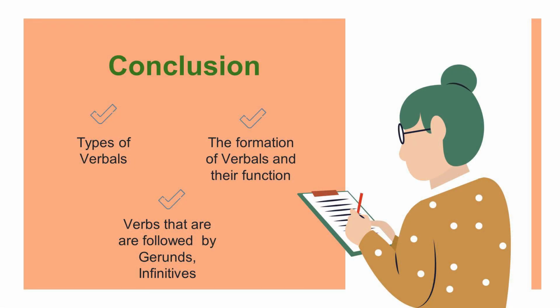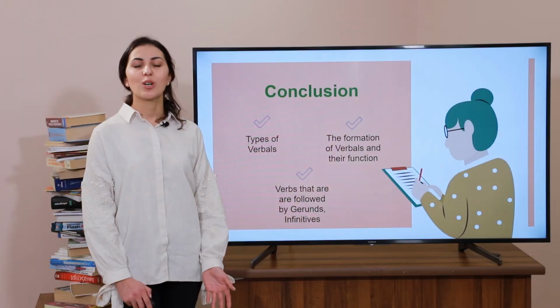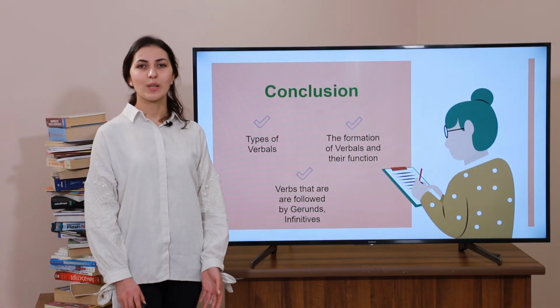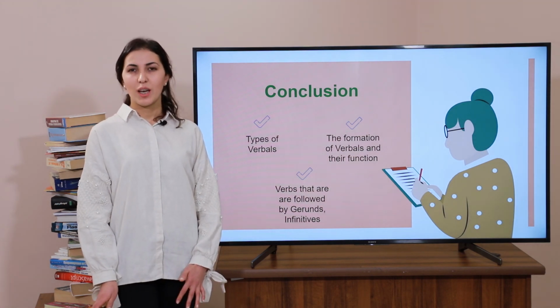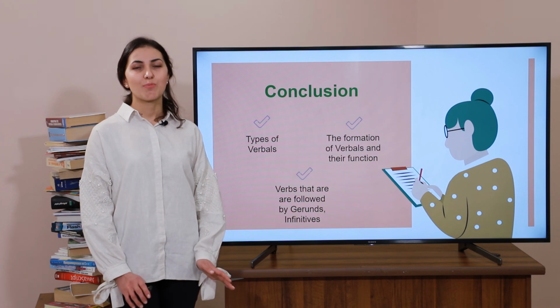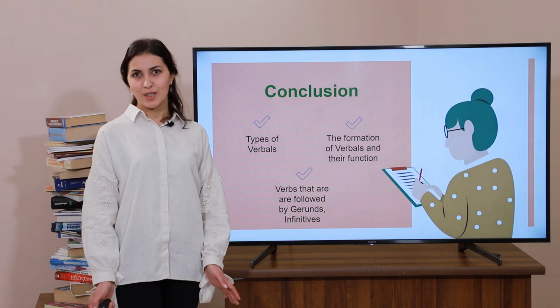And now let's conclude today's lesson. So today, we have learned the types of verbals, which are the gerund, the infinitive, the participle with its two types, present and past. We know their functions, which are the functions of the noun, adjective, or an adverb. And we also have learned some verbs that always take either only gerund or an infinitive, and also some more verbs which may take both gerunds and infinitives.